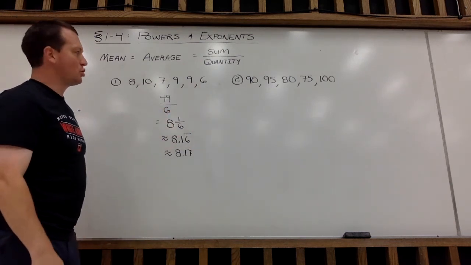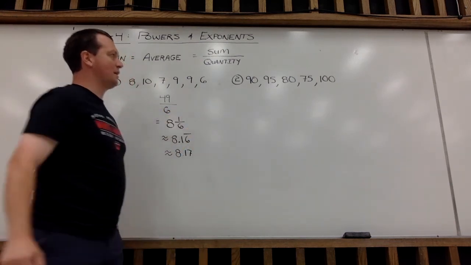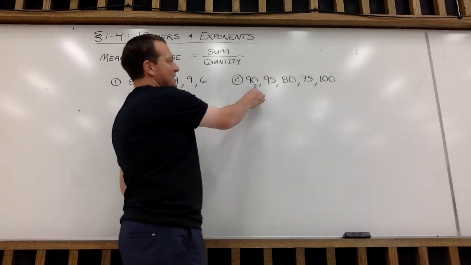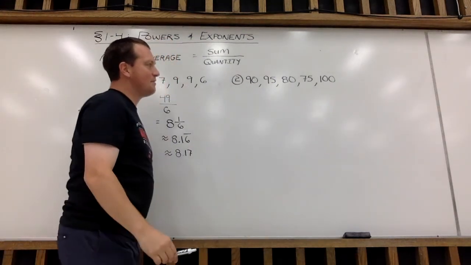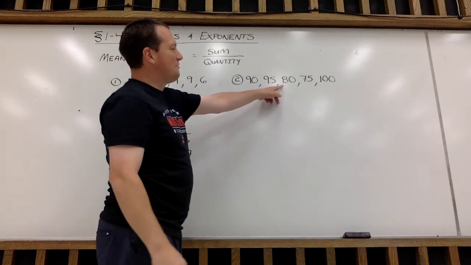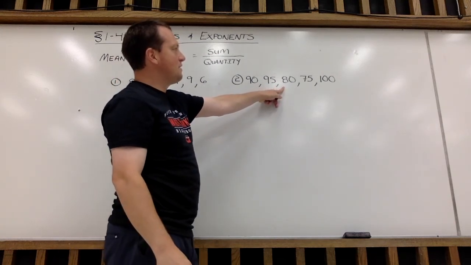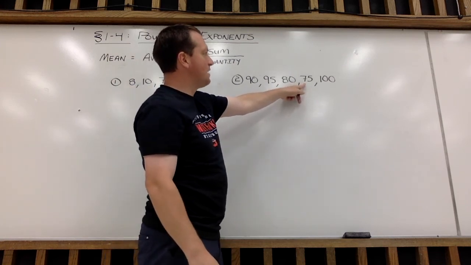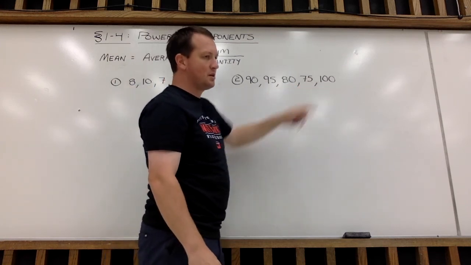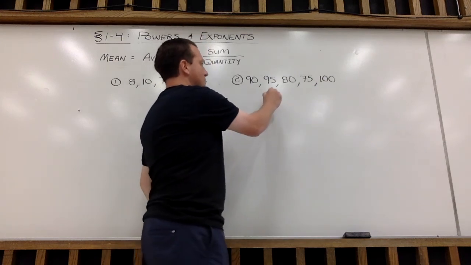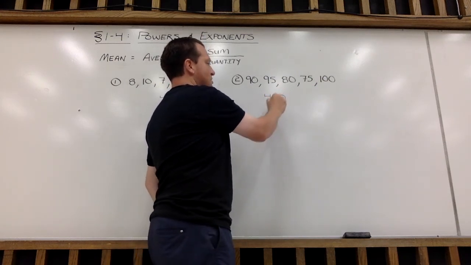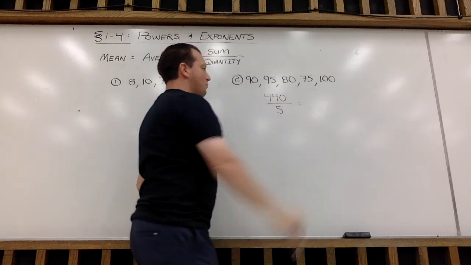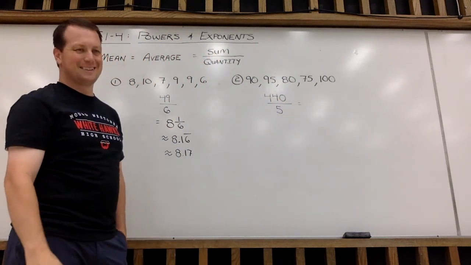Heading to example 2, I've got some larger values here. These look like percentages. So we got 90 and 95 is 185. 185 and 80 is 265. 265 and 75 is 340, plus 100 would be 440. So there's my sum divided by the quantity of 5. 440 divided by 5. This is a little cleaner.